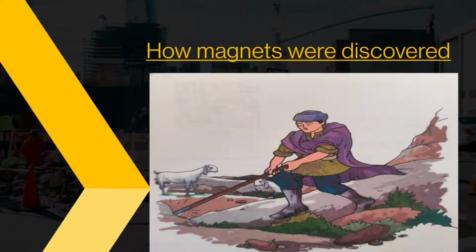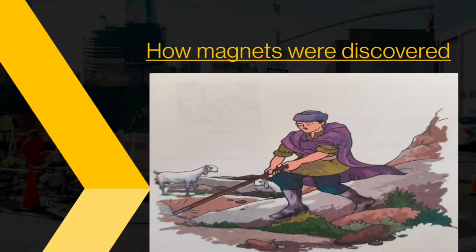It seemed as if the stick was being attracted by the rock. So the rock was a natural magnet, and as I told you, on one end of his stick there was an iron piece. That's why the iron was attracted to the magnet. So the rock was a natural magnet, and it attracted the iron tip of the shepherd's stick. This is how natural magnets were discovered.